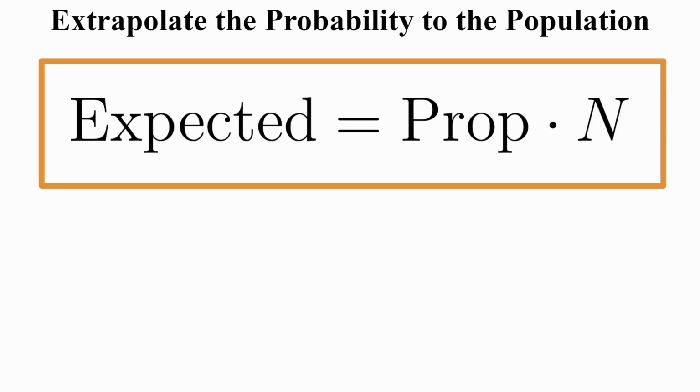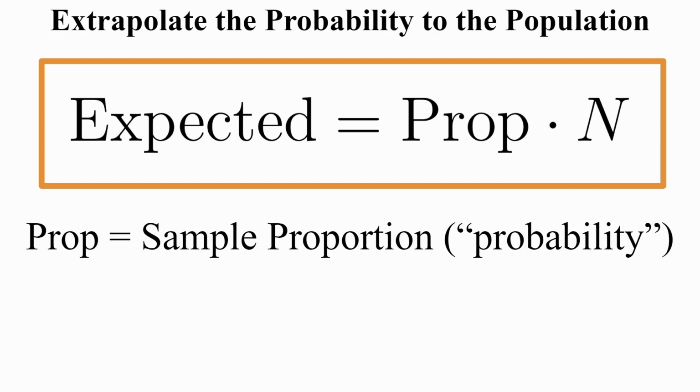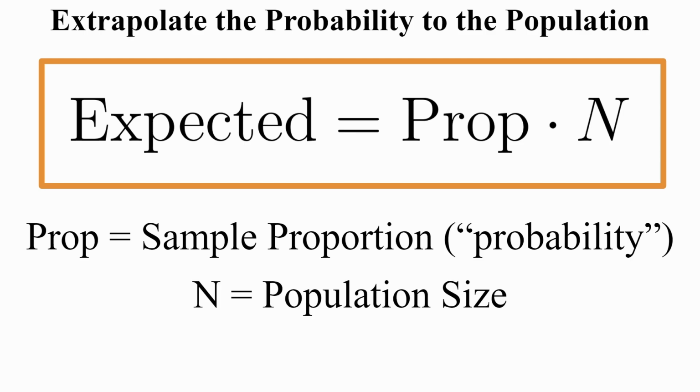Is equal to the proportion times capital N, where proportion, PROP, is the sample proportion, or what we've been describing as the table probability, right? Pretty much the same thing. And then capital N represents the population size. So we're just going to basically take the fraction we found, multiply it by some really big number, and that'll tell us how many votes or donations or something we expect to get.